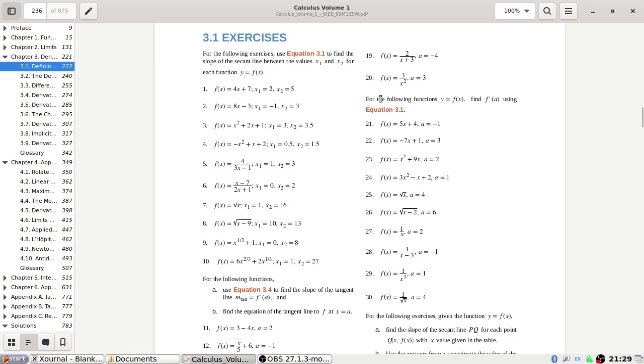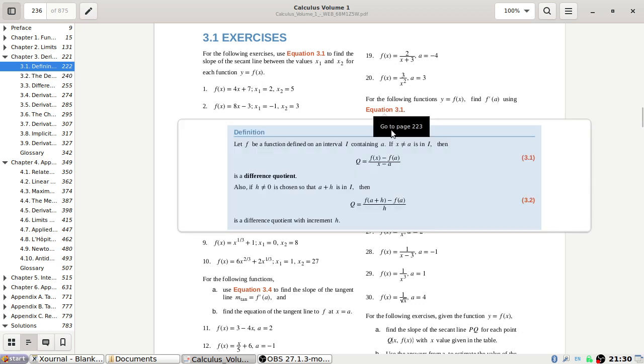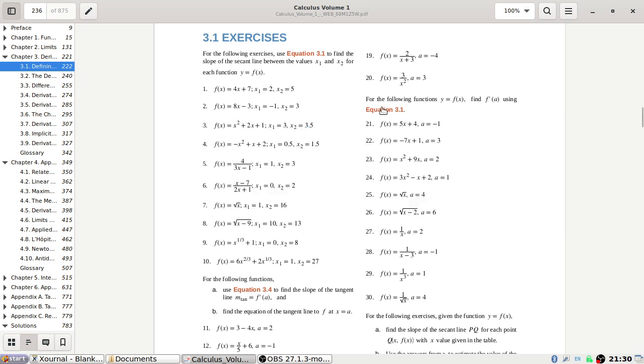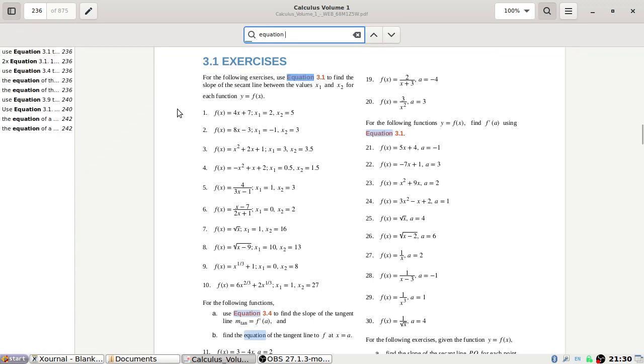So that's fine. And then here, we're asked to find f derivative of a using equation 3.1. Well, you could use equation 3.1, but then you would have to make x tend to a. So could we do it following 3.1? See, what's confusing me, I'll show you here.